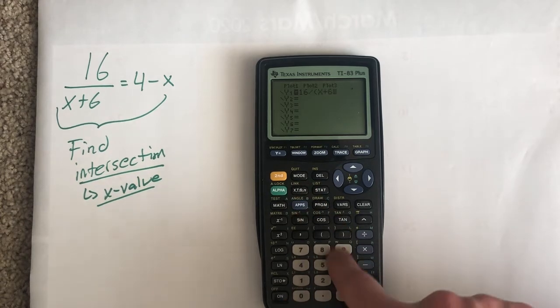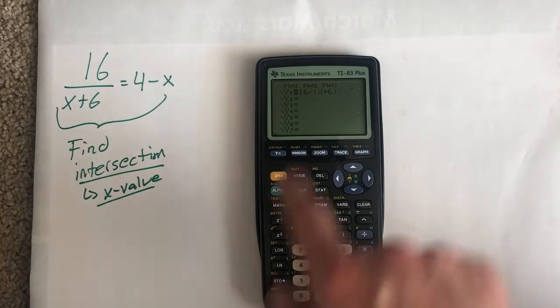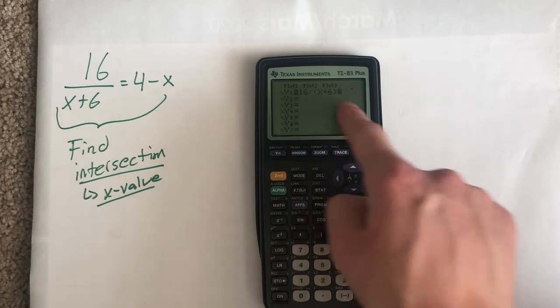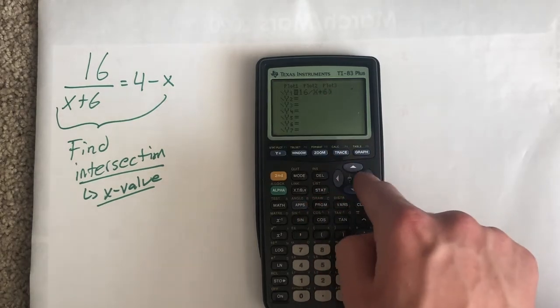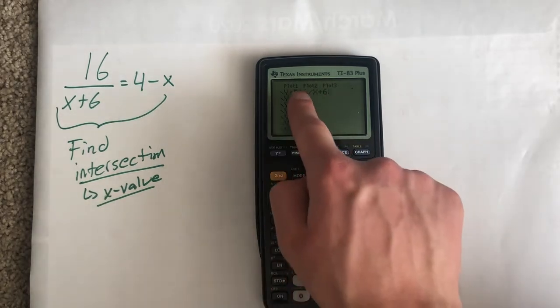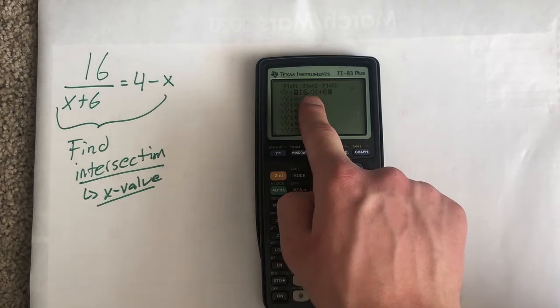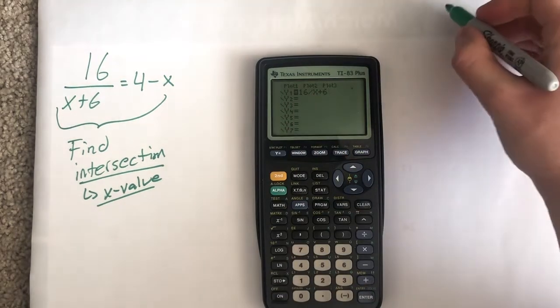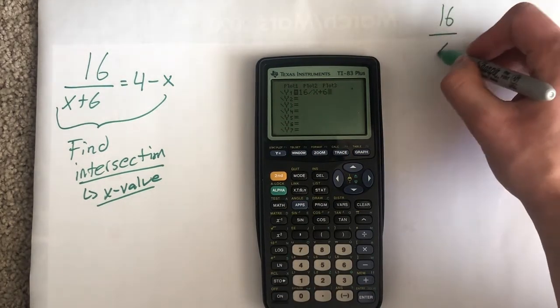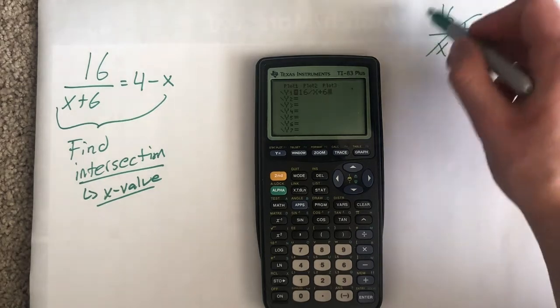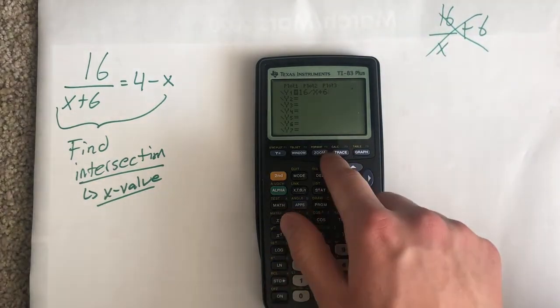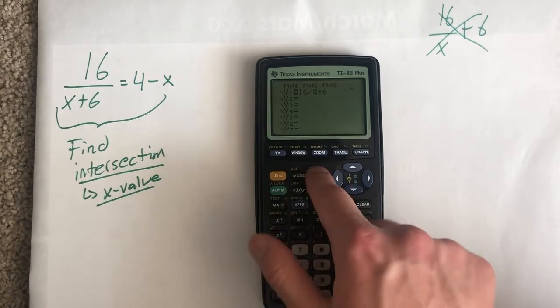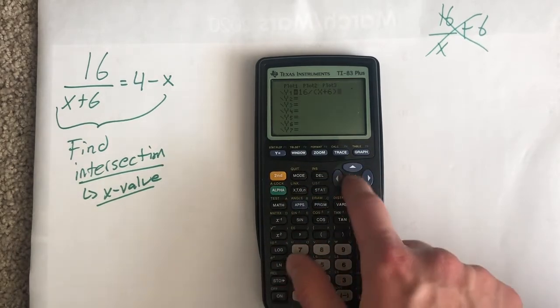X plus 6. Now recognize if we didn't put brackets here, if we left it like this, your calculator might read it as 16 divided by x, plus 6. So your calculator might see this, which is not what we're trying to graph. So you really got to utilize your brackets. So make sure we put brackets here.